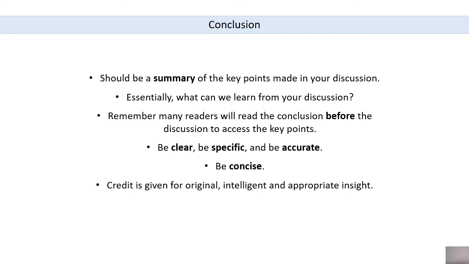So the conclusion is really one of the easiest parts, as long as you understand what a conclusion should be. And again, a conclusion is just a summary of the discussion. So the key points you've made should be summarized here. It shouldn't be a really lengthy conclusion. Because again, we want it to be concise. But if the conclusion, again, concisely summarizes the key points made in the discussion, then this is exactly what we want.